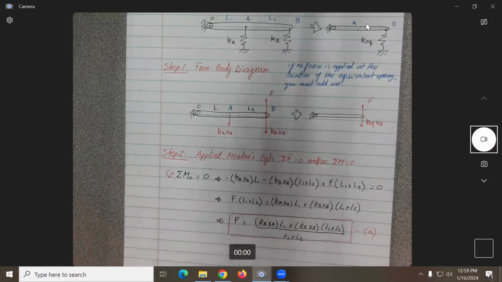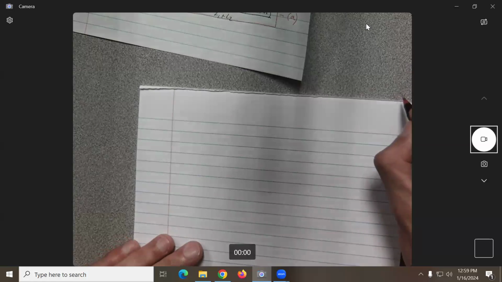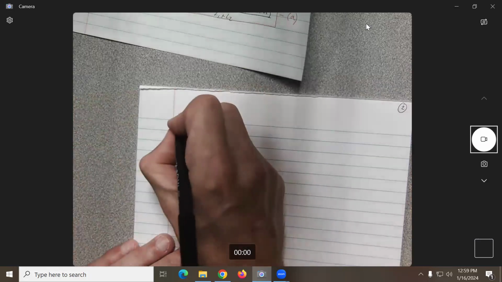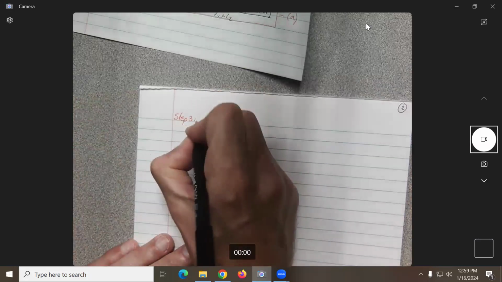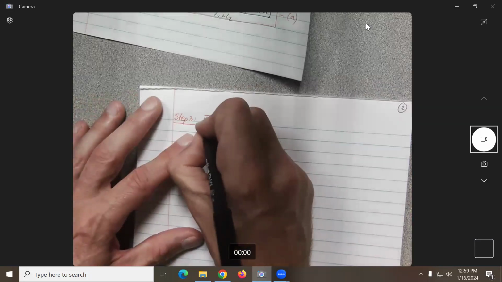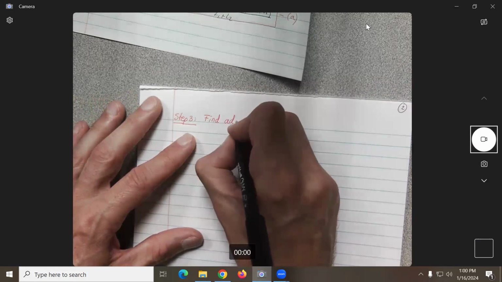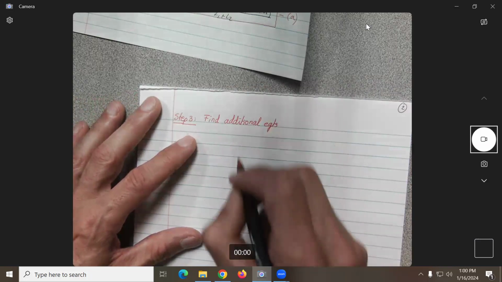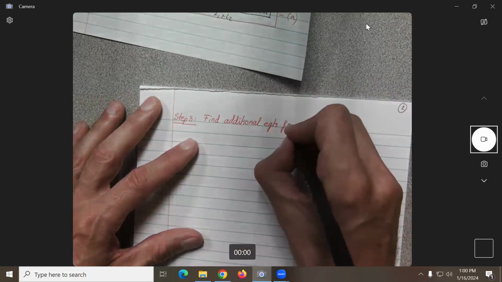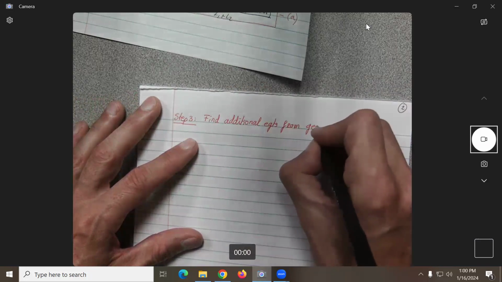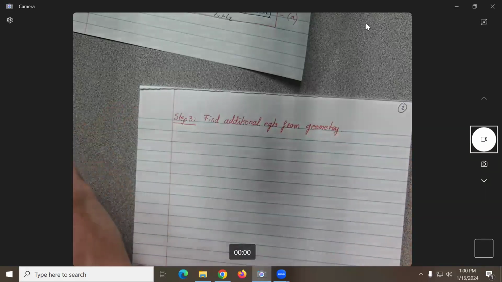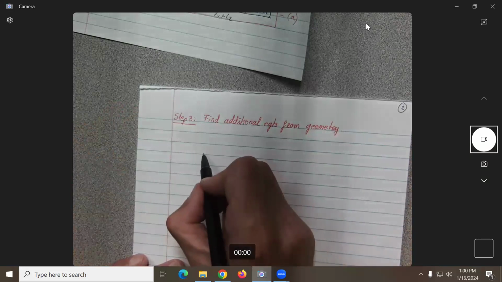So step 3 would be to find additional equations or equation from geometry. All right, so let's try to find a relation between X sub A and X sub B.